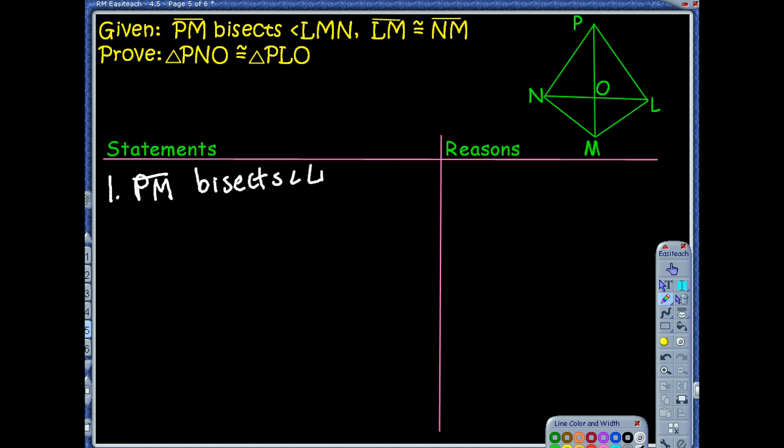So we have a segment bisecting an angle, which I'm already thinking about as I look at that picture. We also have a pair of congruent segments. So segment LM is congruent to segment NM. The other thing I'm noticing is that there are multiple triangles in this picture. And I also noticed we're trying to prove congruent triangles. And we've done that. We've proven congruent triangles. But you're going to notice this one's going to be a little bit different.